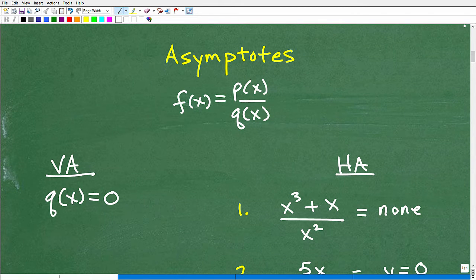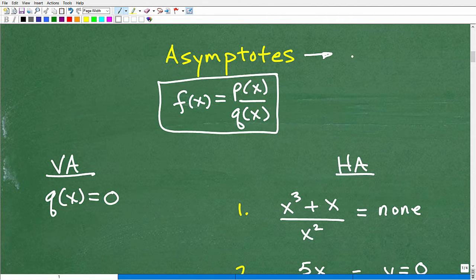Now, again, you have basically 4 possibilities when it comes to asymptotes when you're sketching a rational function. So here is the general form of a rational function. We're going to be looking to see, hey, do we have vertical asymptotes? Do we have horizontal asymptotes? Do we have oblique asymptotes, or do we have no asymptotes? Okay, so these are all the things that we need to be considering. So let's go ahead and start looking at the first one, and that is vertical asymptotes.